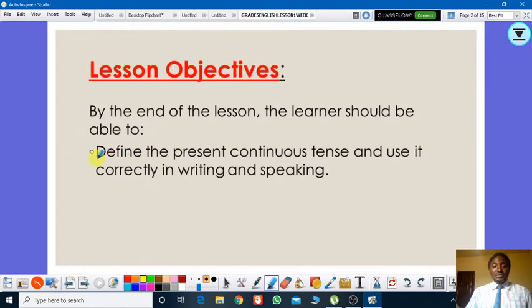To define is to explain what is present continuous tense. You should also be able to correctly use the tense both in writing and in speaking. We've said that you should be able to define present continuous tense and use it both for writing and for speaking purposes.